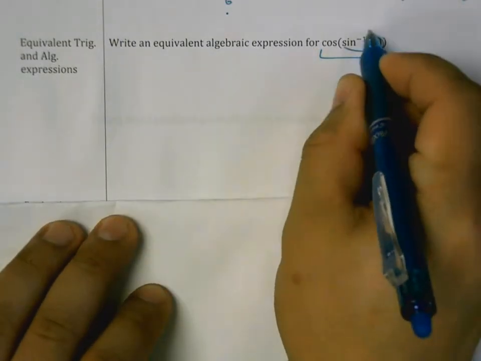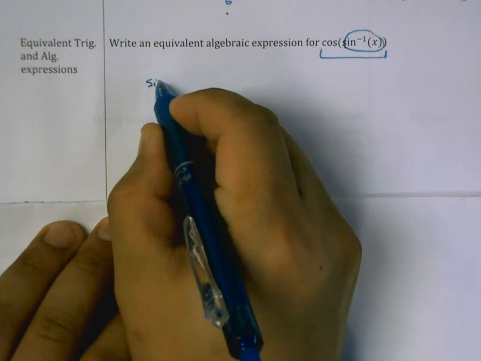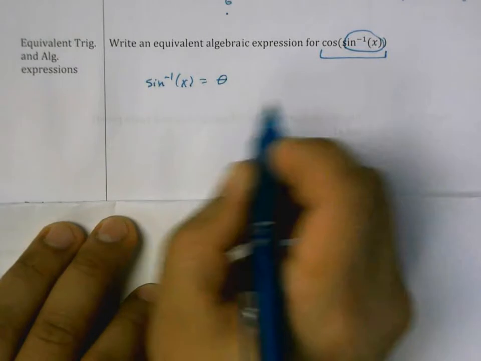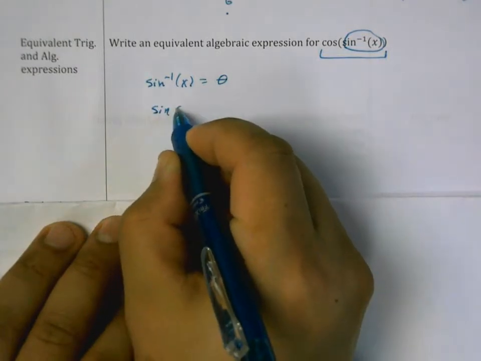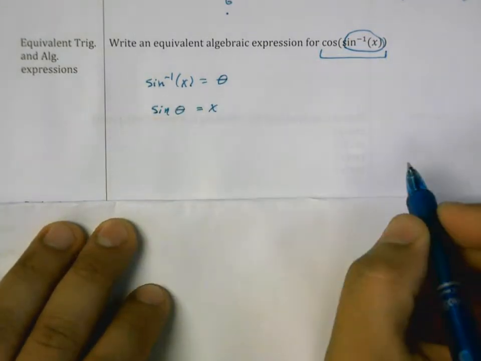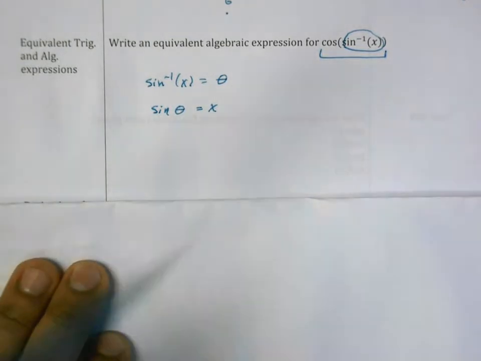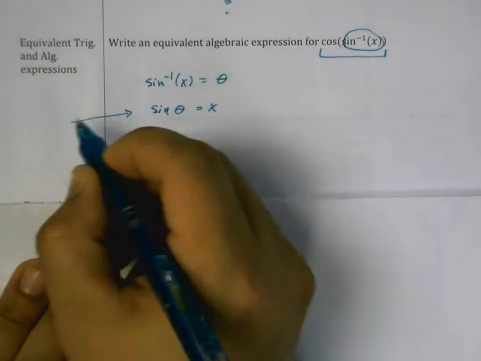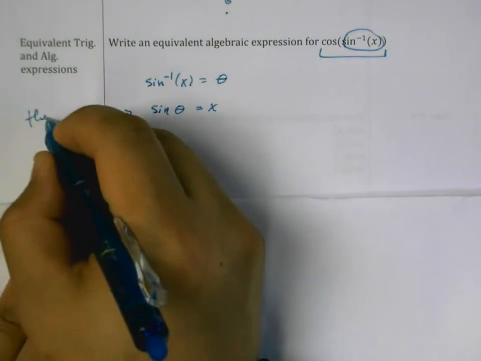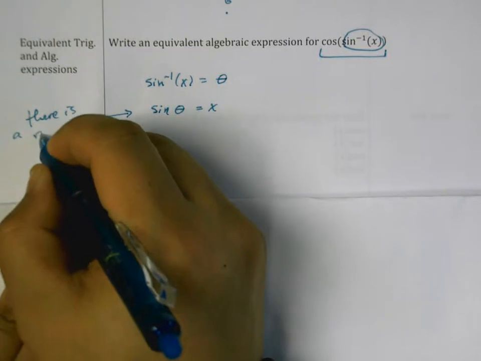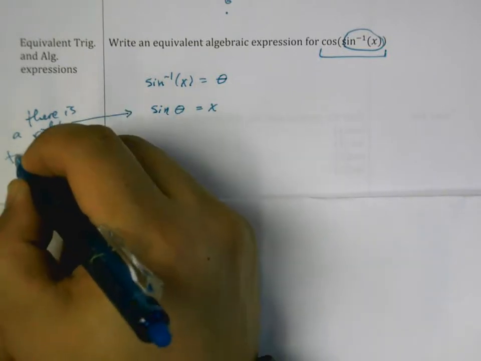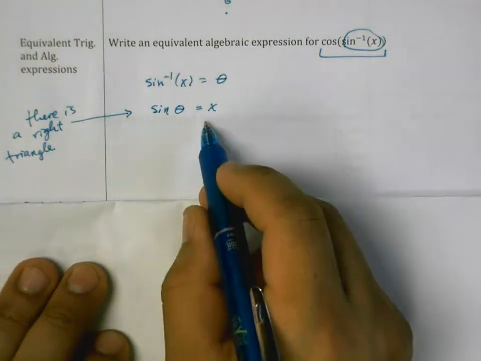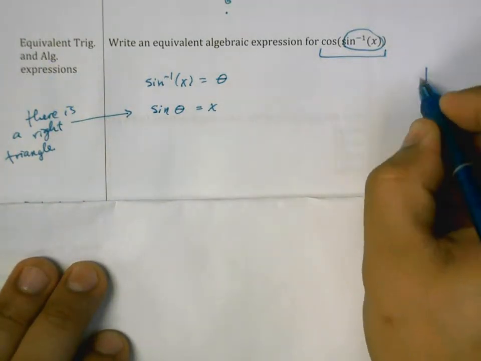We're going to start with the innermost part. So sine inverse of x is equal to theta. And what that means then is that sine of theta is equal to x. And what this means here is that there exists a right triangle that satisfies this condition. So I'll draw it right over here.